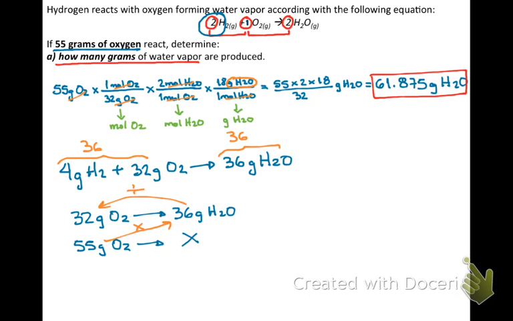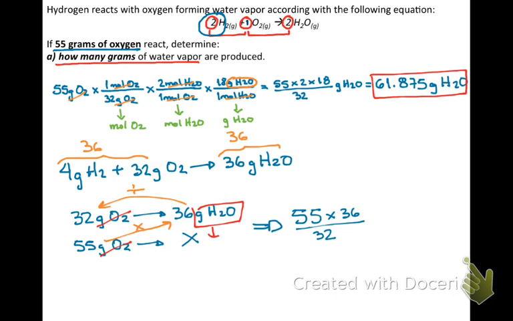That is 55 times 36 divided by 32. And here again we can cancel units. Grams of oxygen with grams of oxygen. And the unit we have in this side is grams of water. So it is 55 times 36 divided by 32.